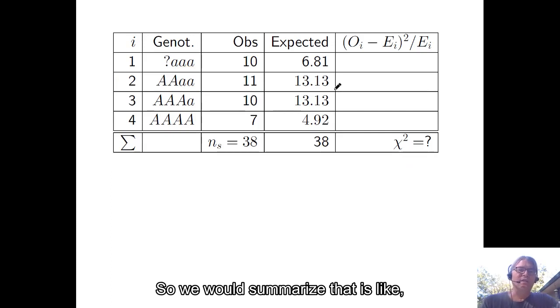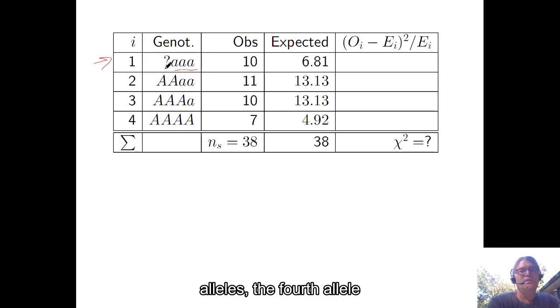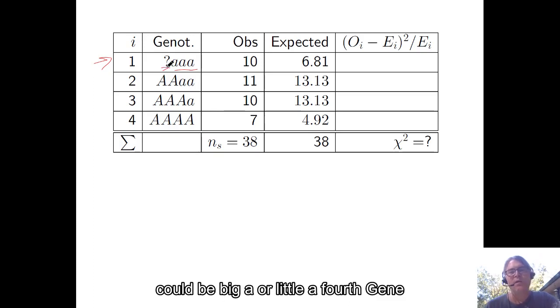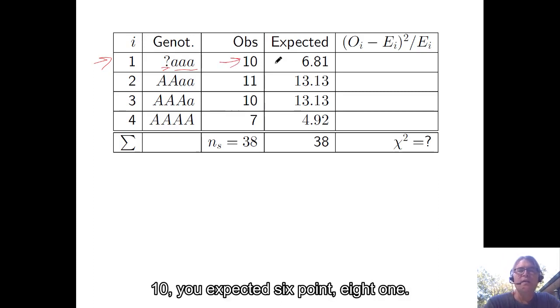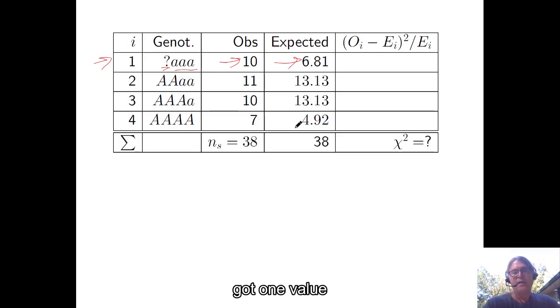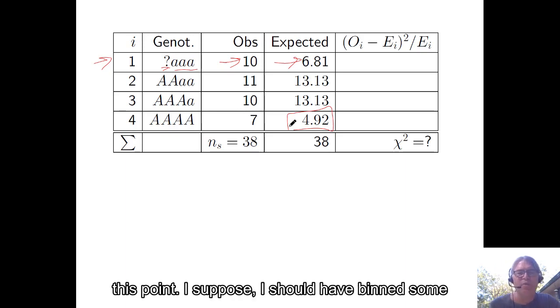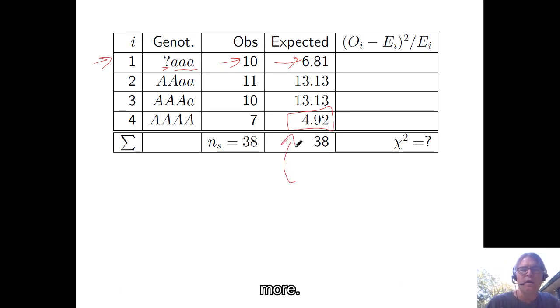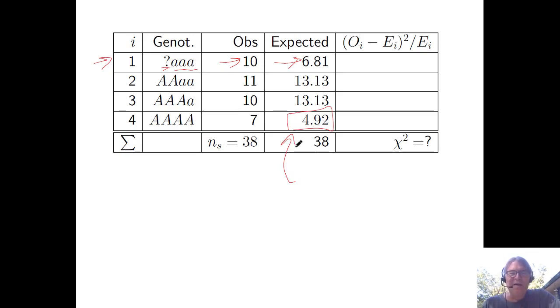So we would summarize that as, okay, this first category now is like you've got at least 3 little a alleles. The 4th gene copy could be big A or little a. So the total observed was 10. You expected 6.81. And now we look at our table, and we've got one value less than 5. That is technically over 20%, but I'm just going to let that slide at this point. I suppose I should have binned some more. But don't do this on an exam, but I'm going to let myself slide.